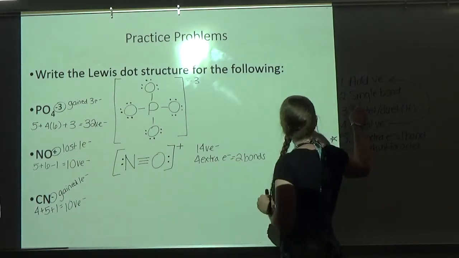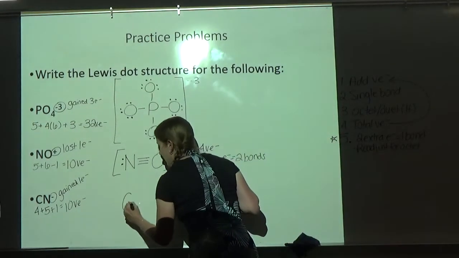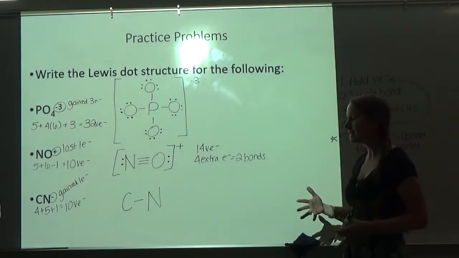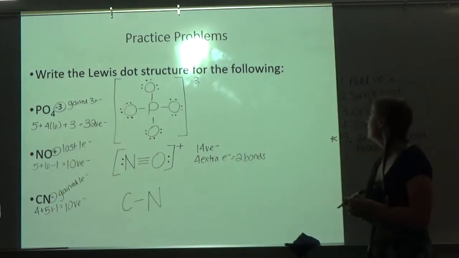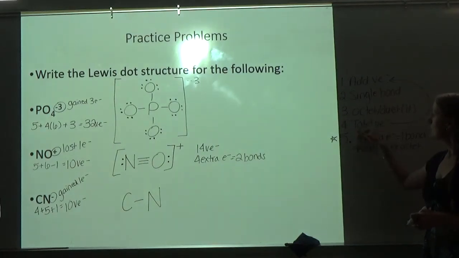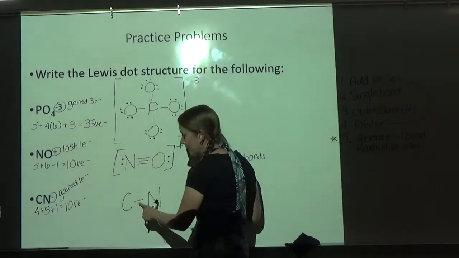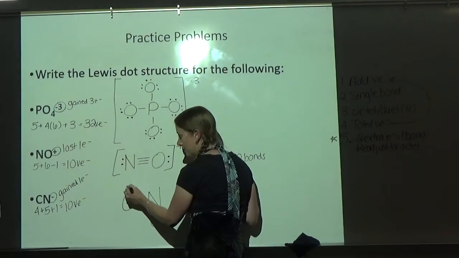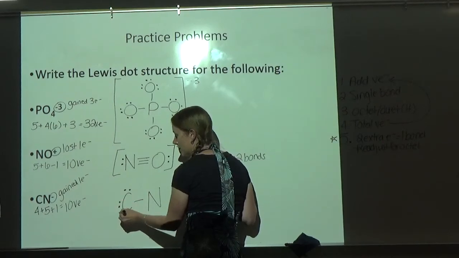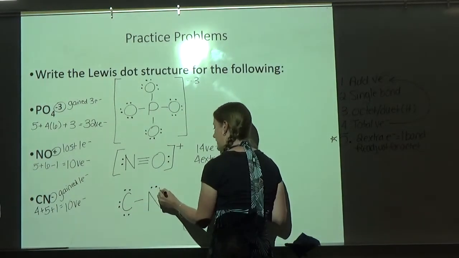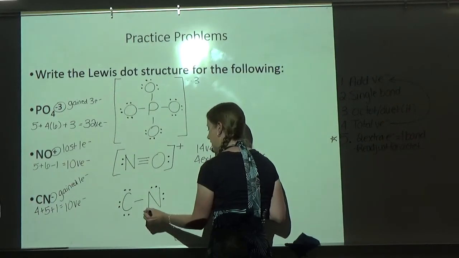So step 2 is single bond, everybody. I'm going to take my C and N and single bond them. There's really no question about how to set them up. There's only 2 atoms. Step 3 is the octet and duet rule. Hydrogen follows the duet rule, carbon and nitrogen follow the octet rule. Carbon right now has 2 from the bond, so I'm going to add 6 more to give it 8. Nitrogen has 2 from the bond, so I'm going to add 6 more to give it 8.